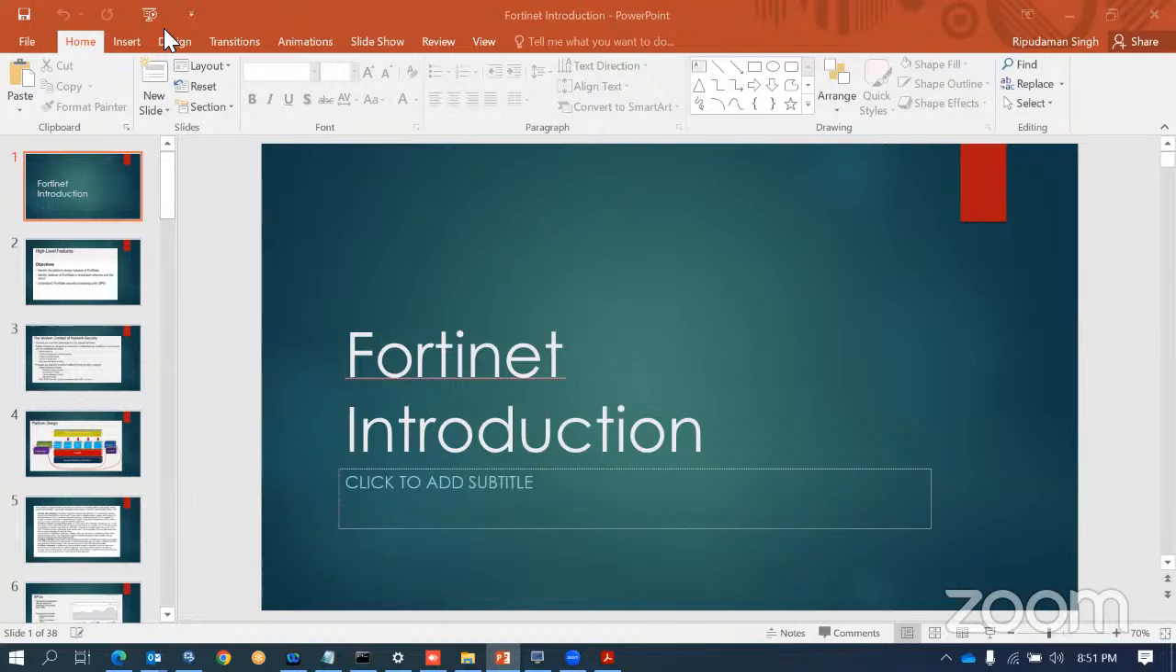What is it? How it works? What are the few basic things in FortiGate? Then you can, if you guys have lab access already.